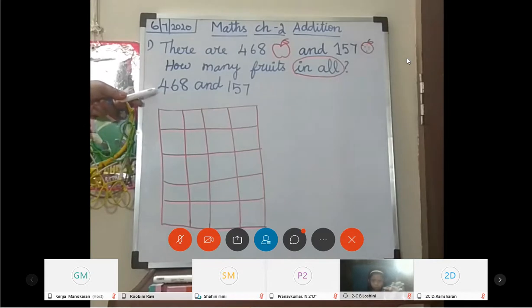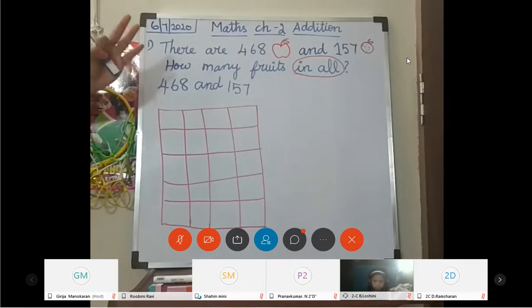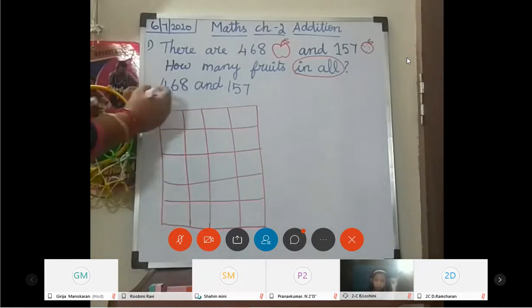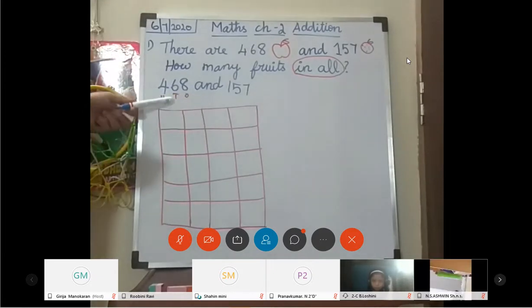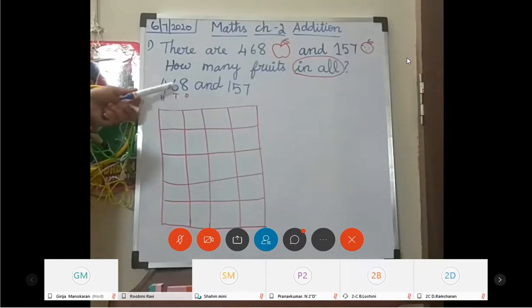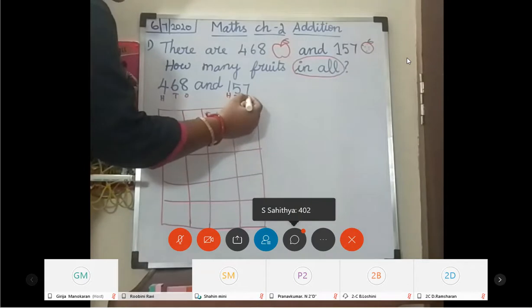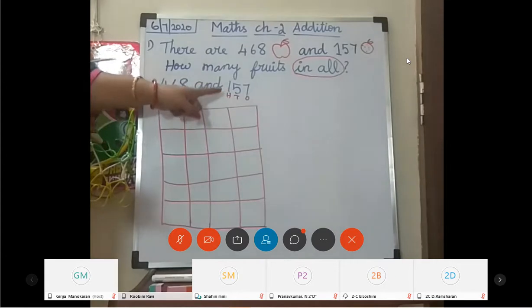Okay, look here. 3-digit numbers. 3-digit means hundreds, 2-digit means tens, 1-digit means ones. So 4 hundreds, 6 tens, 8 units is 468. And then 1 hundred, 5 tens, 7 units is 157.